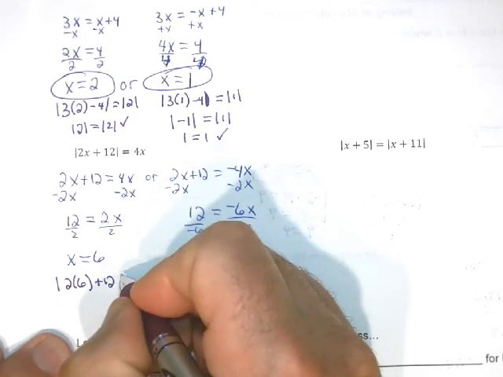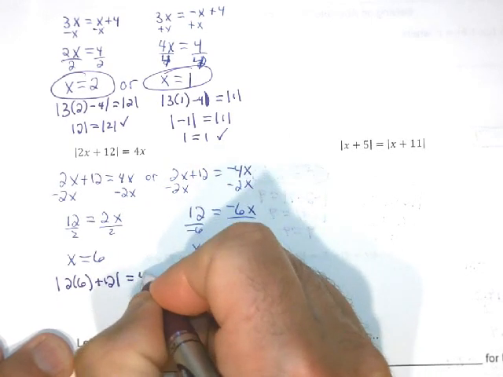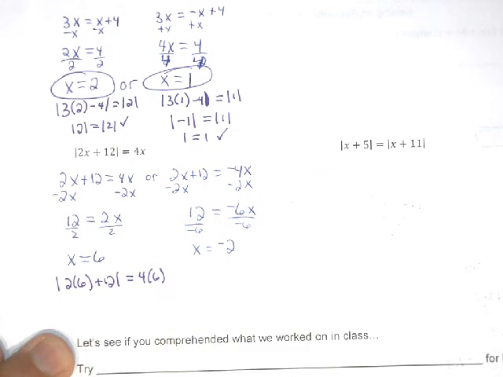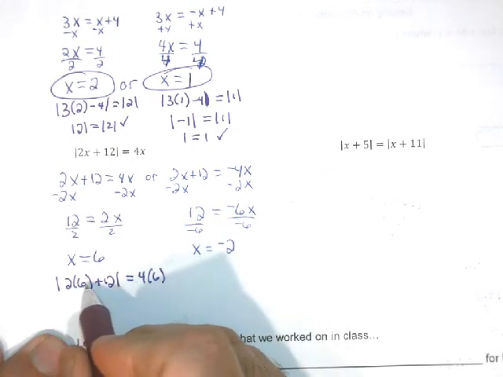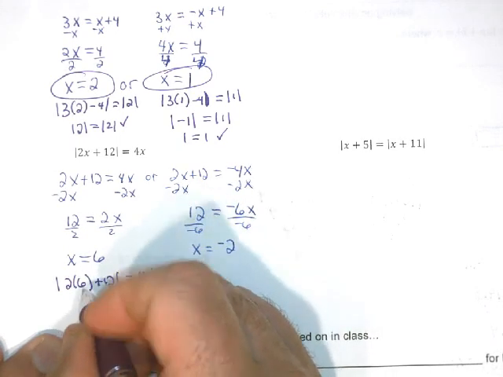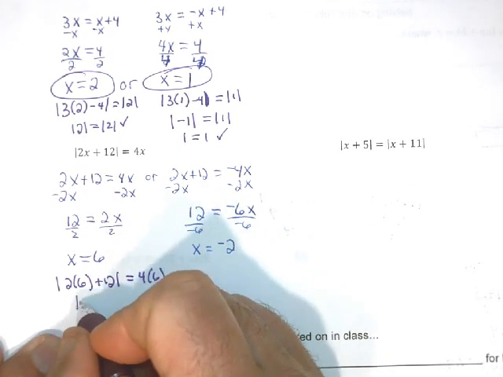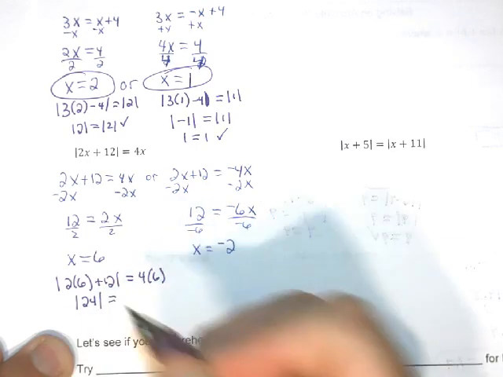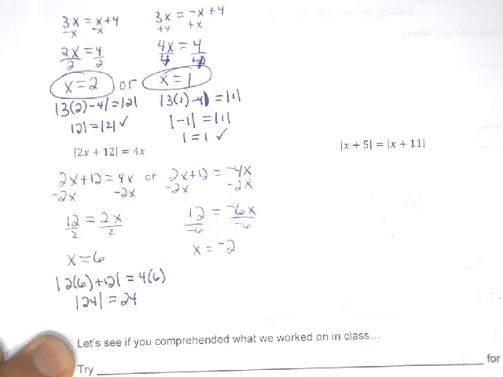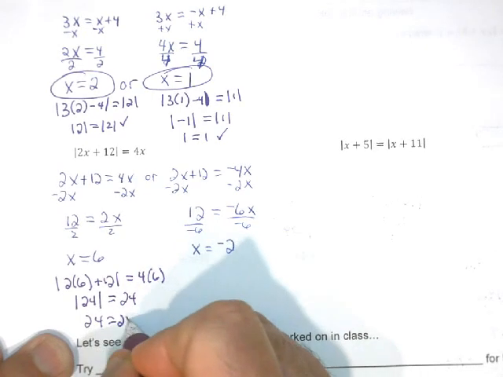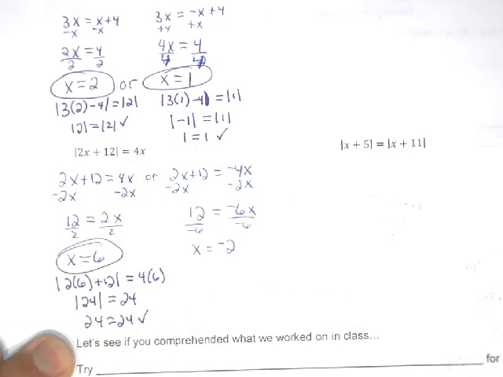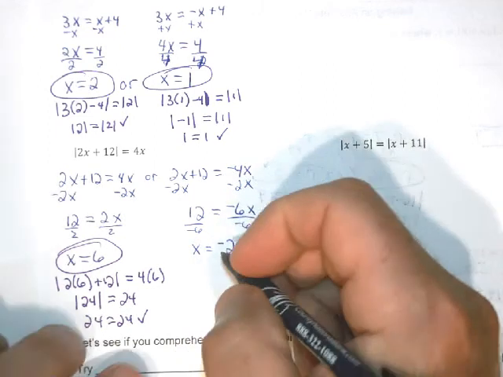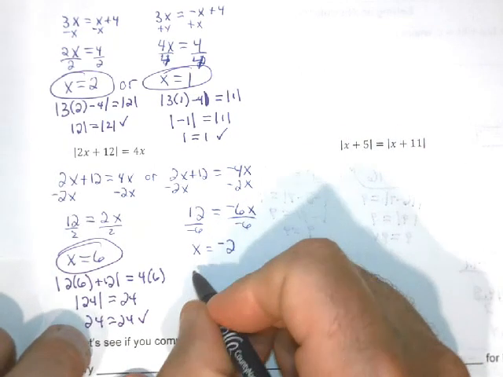So plugging it in. The absolute value of 2 times 6 plus 12 is going to be equal to 4 times 6. Mental math, 2 times 6 is 12. 12 plus 12 is 24. And I'm going to take that right out. Well, I'll leave it in the absolute value of 24. 24. And 4 times 6 is 24. So 24 equals 24. Yes, that works. That one's beautiful. Let's check the second one.